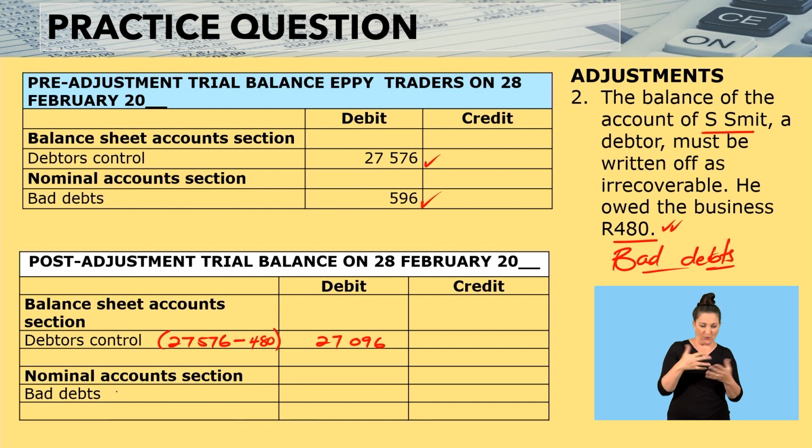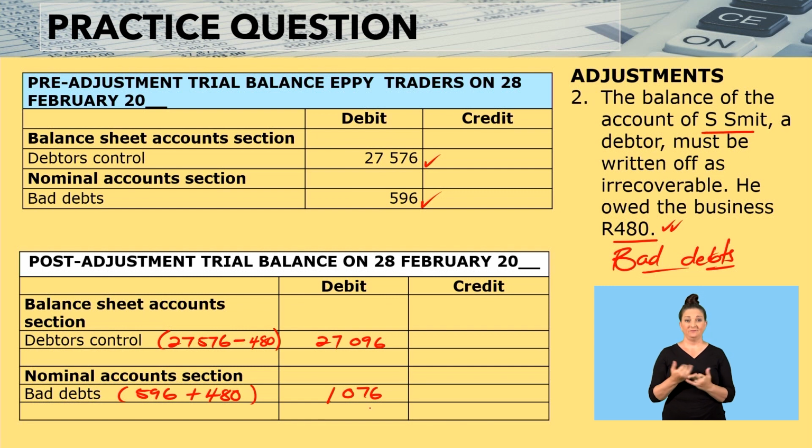We come here to our bad debts. We had 596 in the nominal account section. We are going to add 480. Our bad debts have increased because S. Smith's account has been written off. Once we add that, we now have 1,076. This is how you would do it when you have bad debts.